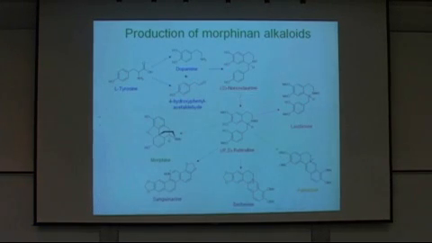Okay. So another branch that we wanted to target was the morphinan alkaloids. Obviously, this is going to be very valuable as a therapeutic.